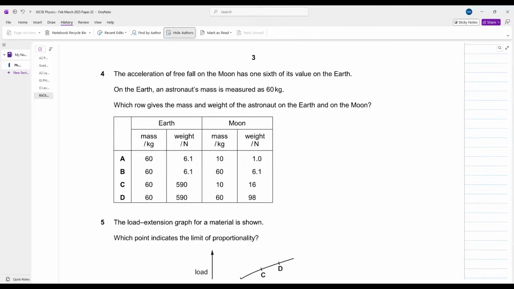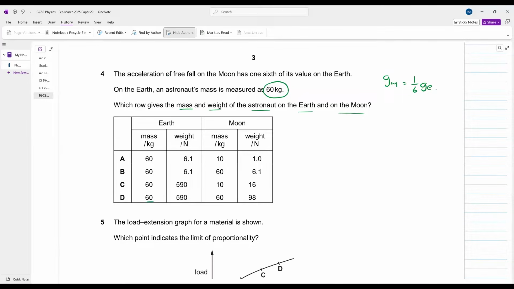The acceleration of free fall on the Moon is 1/6 of its value on Earth. So you can say acceleration of free fall on the Moon is 1/6 of the value on Earth. On Earth, the mass of an astronaut is 60 kg. What is the mass on Earth? 60 kg. Which row gives the mass and weight of the astronaut on the Earth and on the Moon?